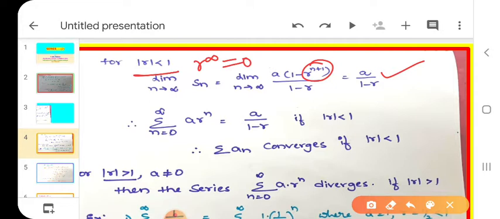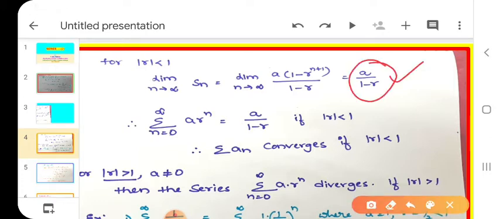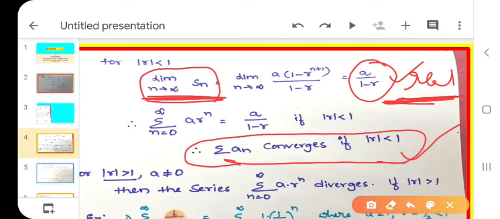I get the value of a by 1 minus r. Where a and r are? What is the value of a and r? Real numbers. If a and r are real numbers, then what is the value of a by 1 minus r? It is also a real number. So the limit value of the sequence of partial sum is a real number. So it is convergent. Okay. Therefore, the sequence of partial sum is convergent. Then automatically what we write? The given series is convergent. When is it convergent? If mod r less than 1, it is convergent.